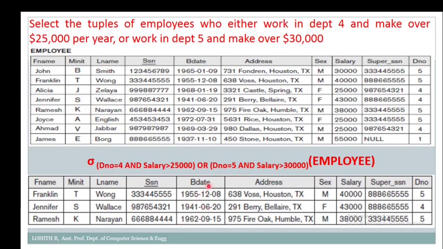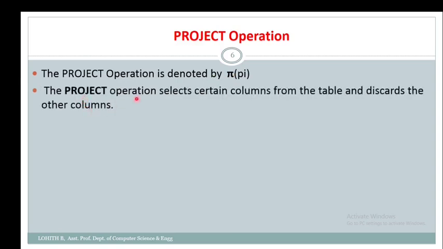Okay. Next we'll look into the project operation. The project operation is denoted by pi. Let's see why the project operation is used. The project operation selects certain columns from the table and discards the other columns. Like in the case of a select operation, it just selects the rows or tuples from the relation, but in the case of a project operation, it selects certain columns from the table and discards the other columns.